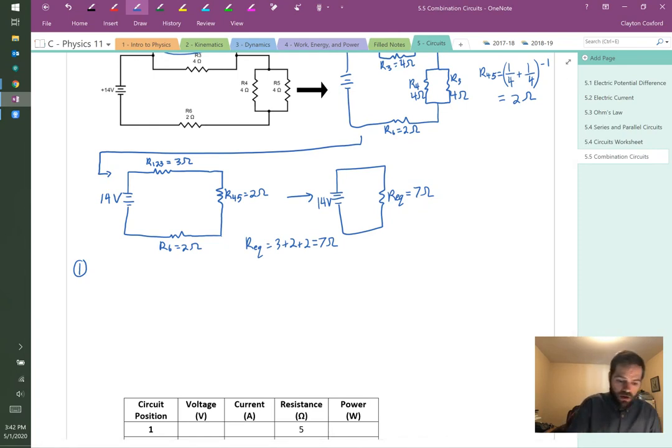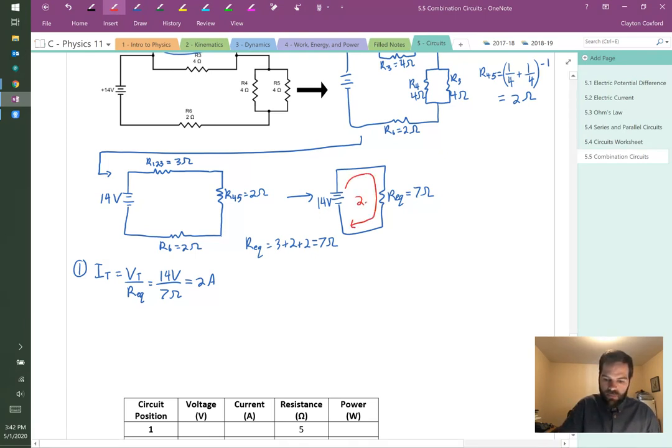So let's start with the total current, the current coming out of the battery. That's going to be the voltage supplied by the battery divided by the equivalent resistance of this whole circuit. It's 14 volts to 7 ohms, and we get 2 amps of current. That means that 2 amps of current is coming here, which means 2 amps of current is flowing through here.